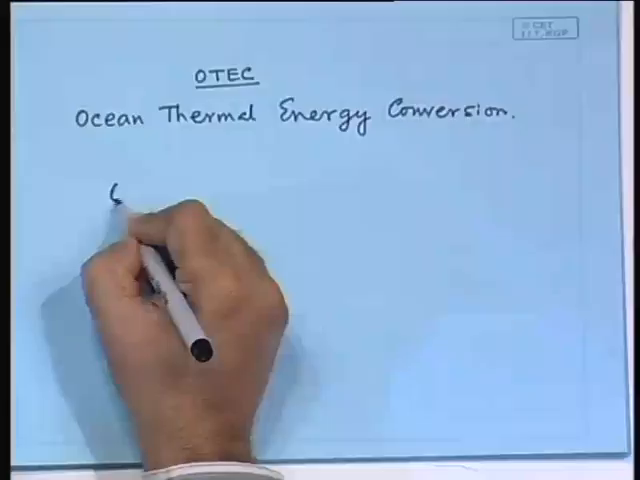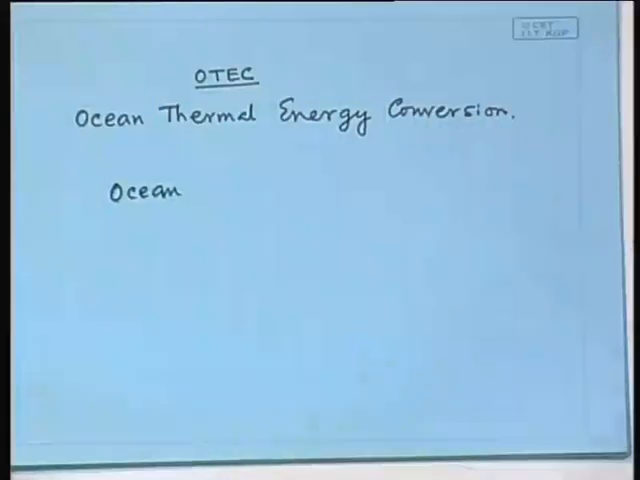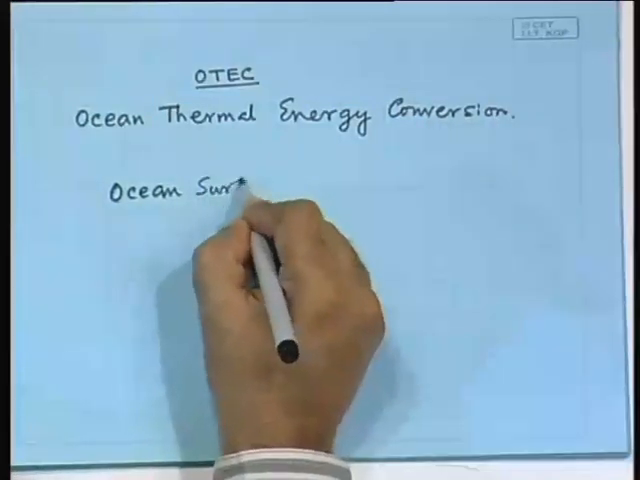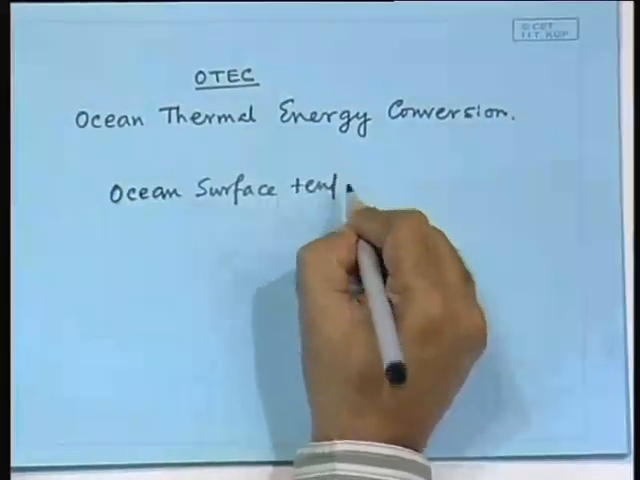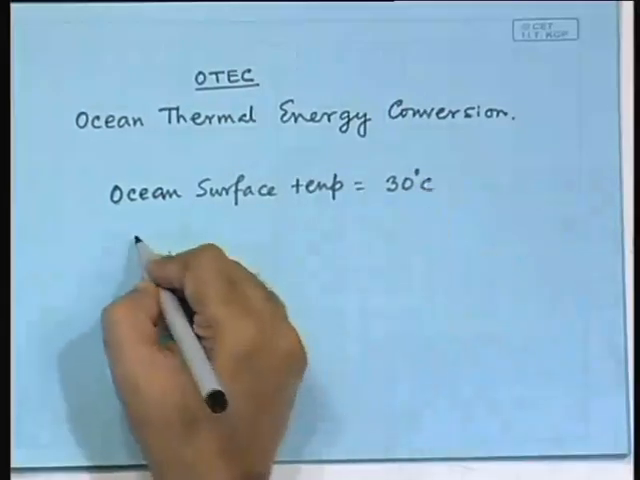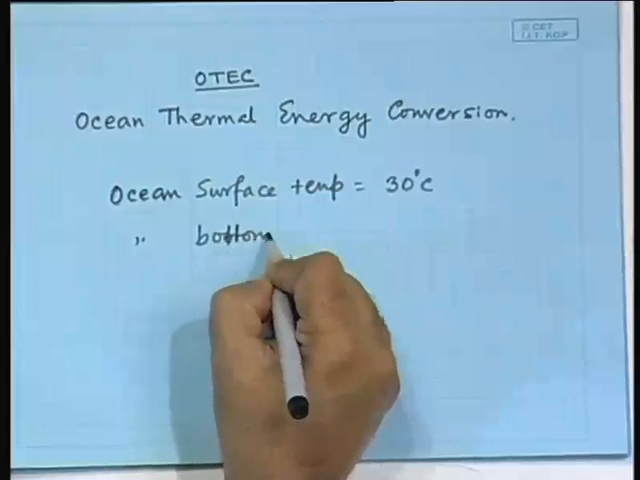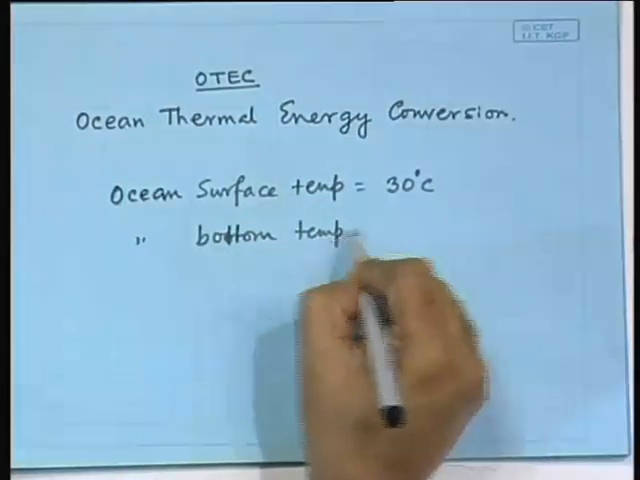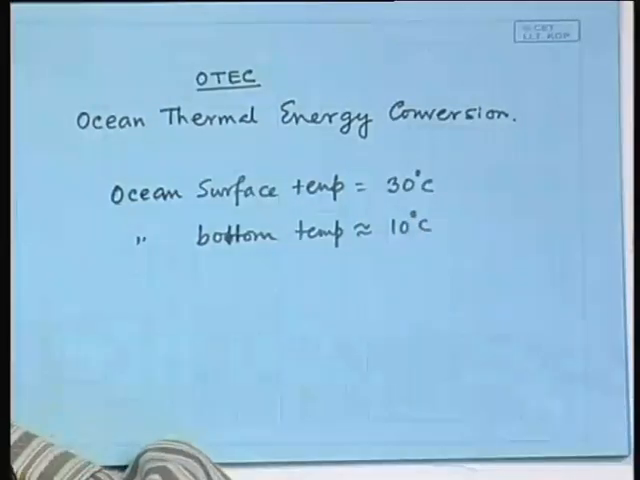So, you have the ocean surface temperature and the ocean bottom temperature, which is close to say 10 degrees. What can the efficiency be like? 1 minus T2 by T1.